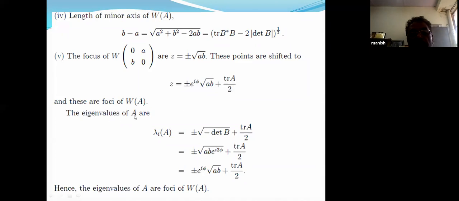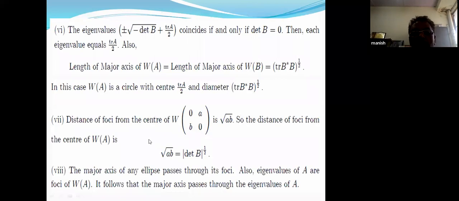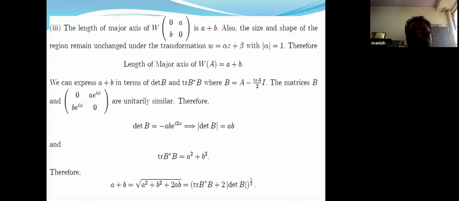Now we calculate the eigenvalues of A and find that they also come out to be the same. Hence the eigenvalues of A are the foci of the numerical range of A. Also, the eigenvalues coincide if and only if determinant B is 0. It is clear from here because this involves a plus minus sign. So when determinant B is 0, the eigenvalues coincide. And when eigenvalues coincide, the lengths of the major axis and minor axis remain the same.